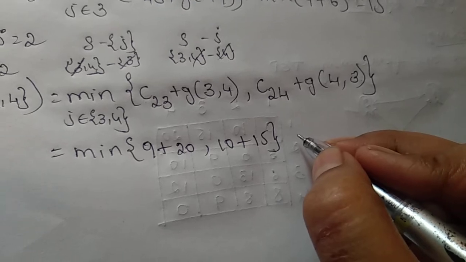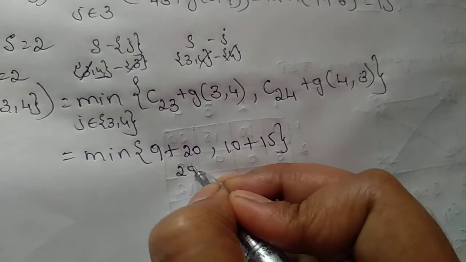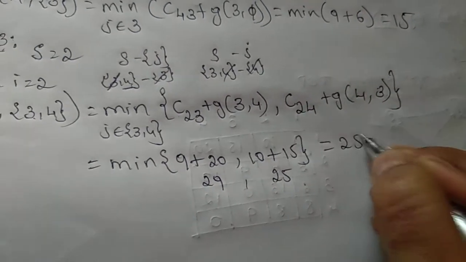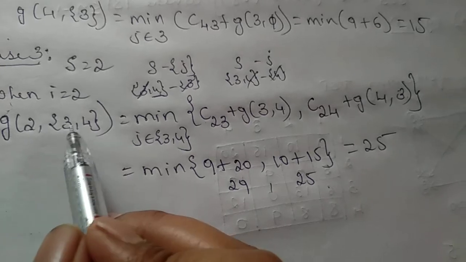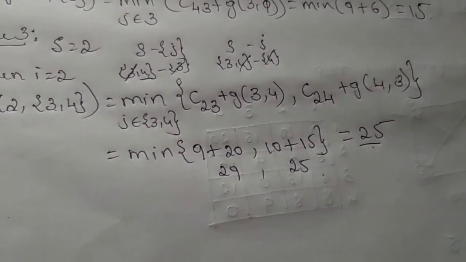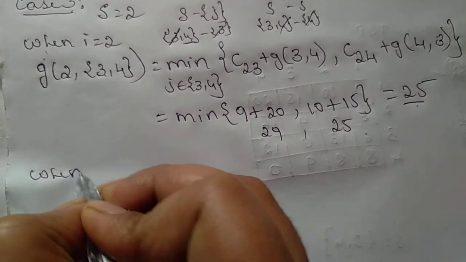Now what is the minimum value? Here this gives you 29, this gives you 25. Which is minimum? 25 is minimum. So G of 2, 3, 4 is 25. Okay. Now from 1 I am not going to 2, I am going to 3.